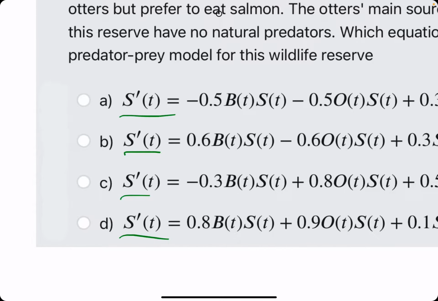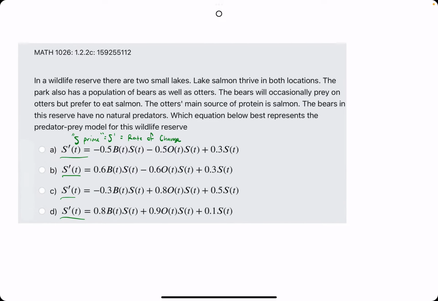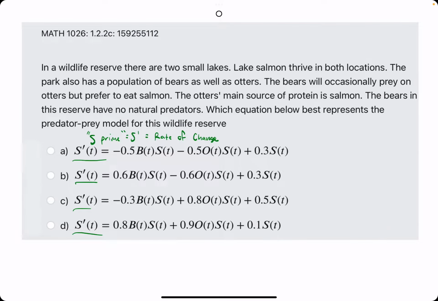So what we're looking for in this case is the rate of change of the salmon population, represented by S with this apostrophe, and we call that S prime. So anytime you see S with the apostrophe, that means S prime, which means the rate of change of whatever that function is, in this case the population of salmon. So we want to find the correct representation for the rate of change of the salmon.